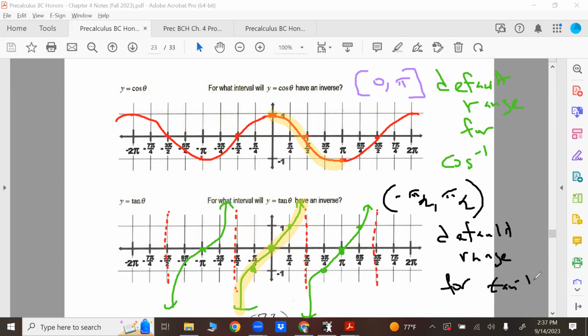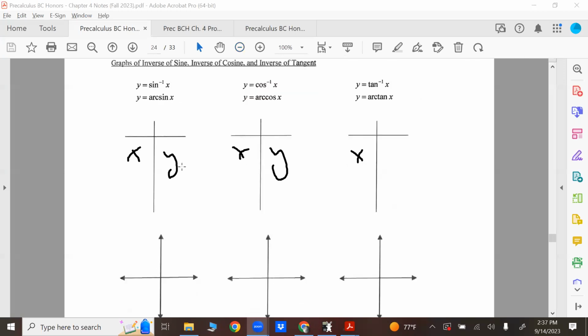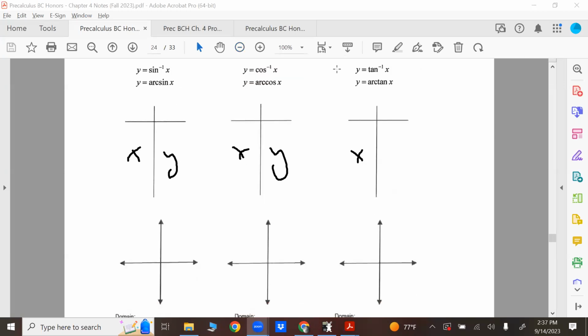Okay. All's good? All right. As I mentioned, arc sine, inverse sine, tomato, tomato, same thing, right? So let's fill this out. Actually, let me readjust here. Okay, here we go.